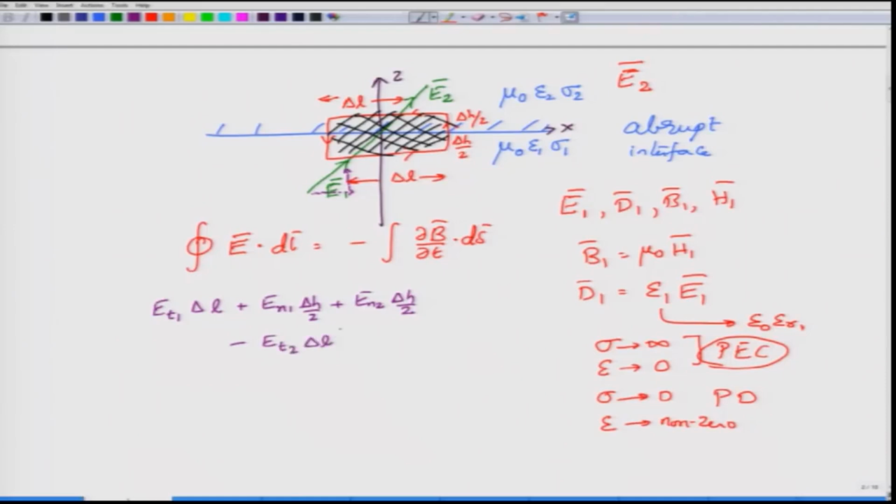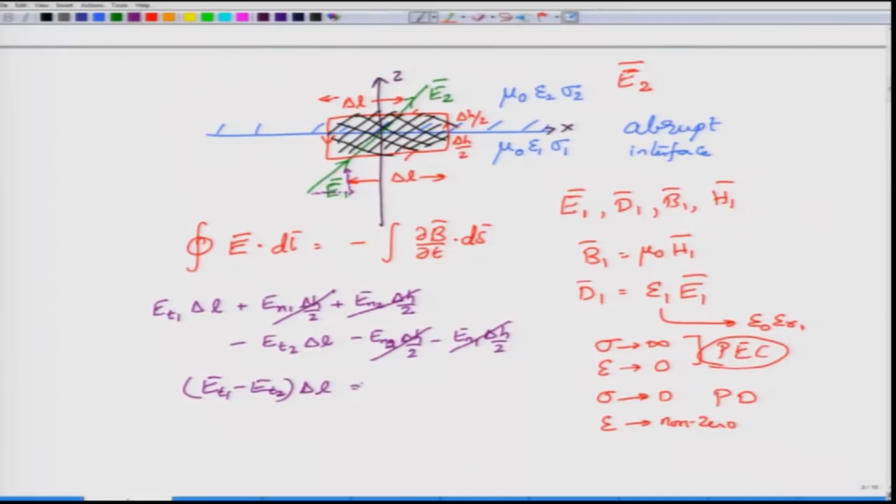Why is it minus? Because the delta L senses are different in medium 1 and medium 2, correct. So this is what I have, and then I have minus En1, or rather En2, delta h by 2 minus En1 delta h by 2. Clearly, these cancel out, leaving the left hand side simply as Et1 minus Et2 times delta L.